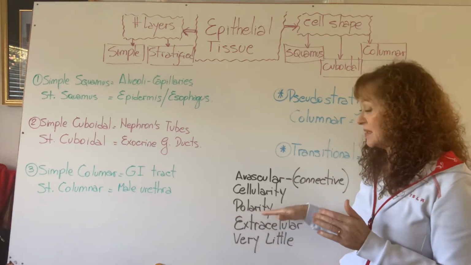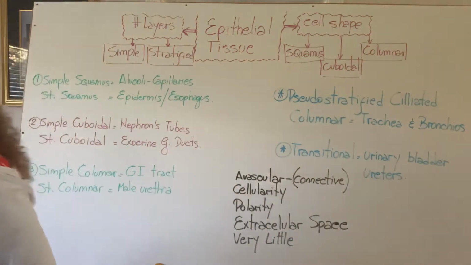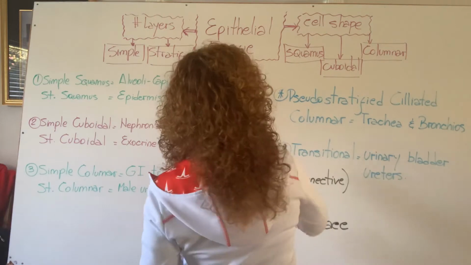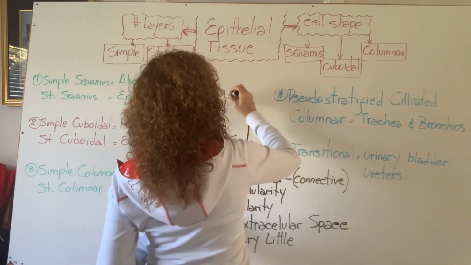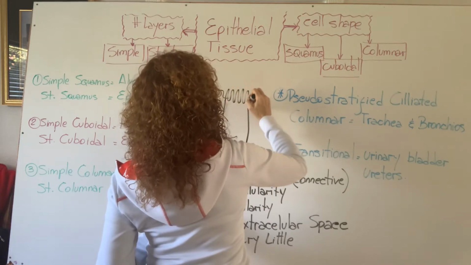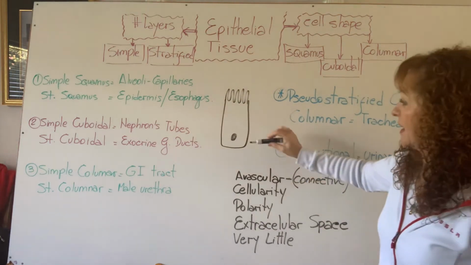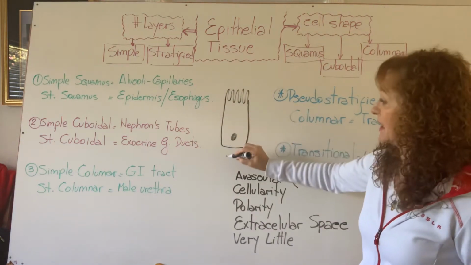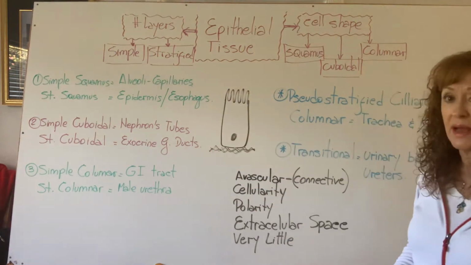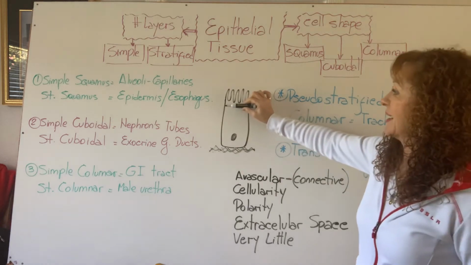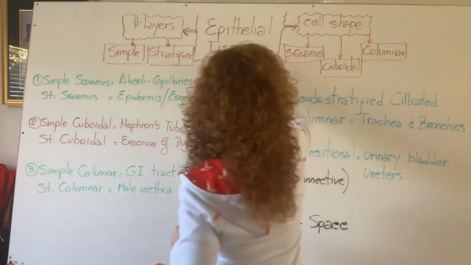The other characteristic is polarity. Polarity means that the cells, regardless of their shape, always have a basal side that is facing the underlying tissue, or towards the inner part of our body, and they have an apical area that is facing the lumen.